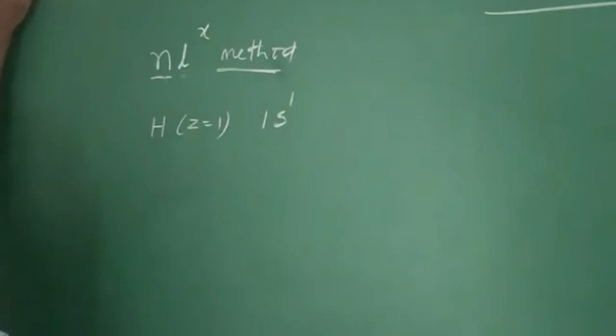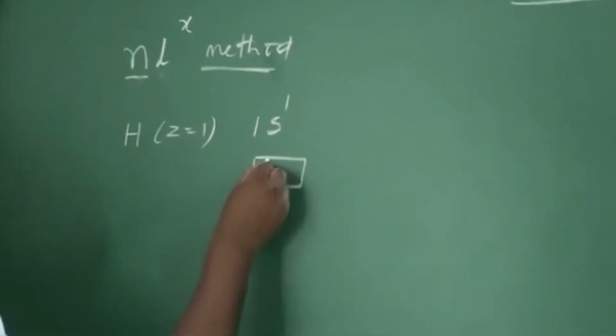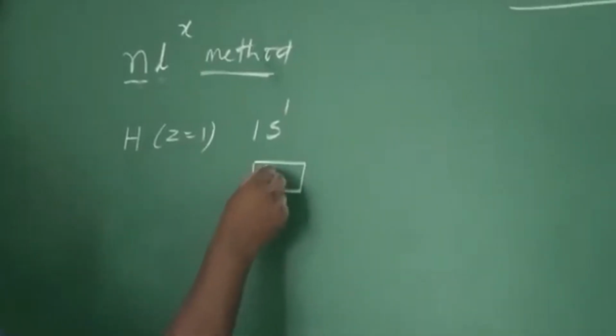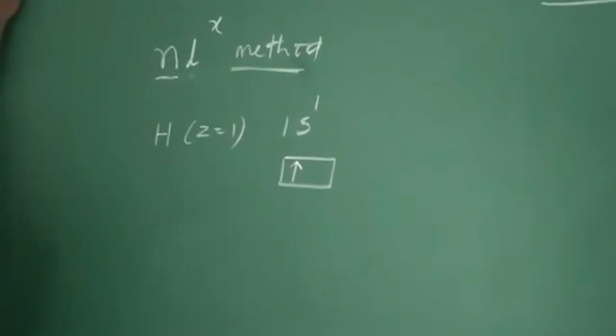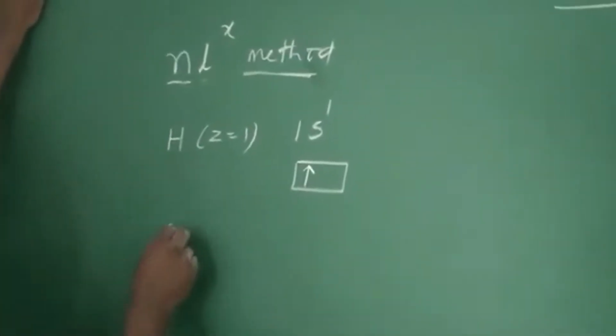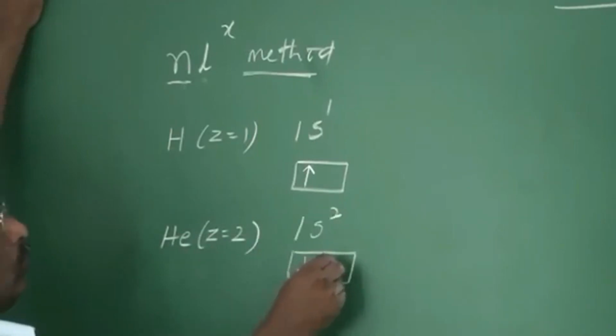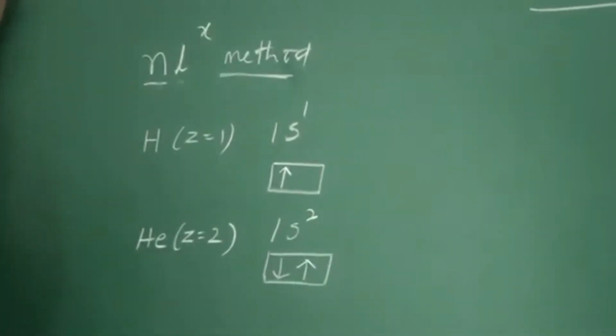Now this electronic configuration can also be represented with boxes and arrows. So this s orbital can be represented with one box like this, and this electron will be represented like this. These are the 2 methods: this is the nlx method and this is the boxes and arrows method. Now let us take helium. Helium's atomic number is 2. So the electronic configuration is 1s2. That means in the first energy level, s subshell, you have 2 electrons, one with clockwise spin and the other with anti-clockwise spin.